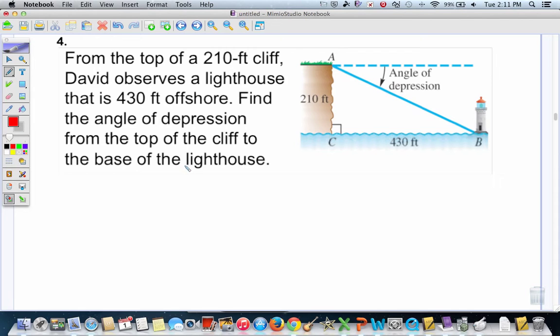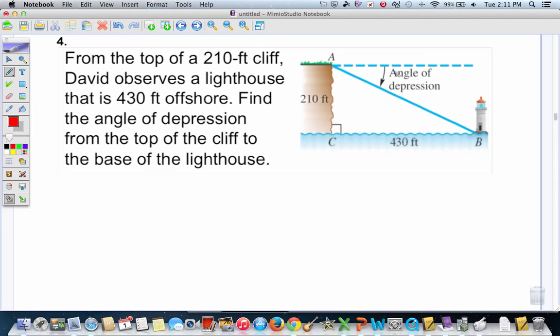From the top of a 210-foot cliff, David observed a lighthouse 430 feet offshore. Find the angle of depression from the top of the cliff to the base of the lighthouse. Drawing the angle of depression, we measure from a horizontal line down to our line of sight. Our cliff is 210 feet tall. The lighthouse is 430 feet away. Noting here that our cliff and our horizontal distance make a right angle, so we do have a right triangle.